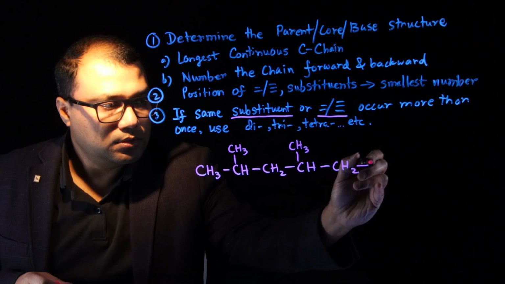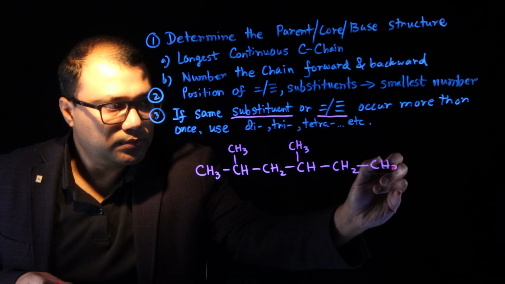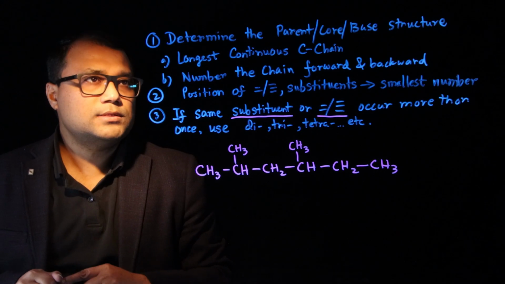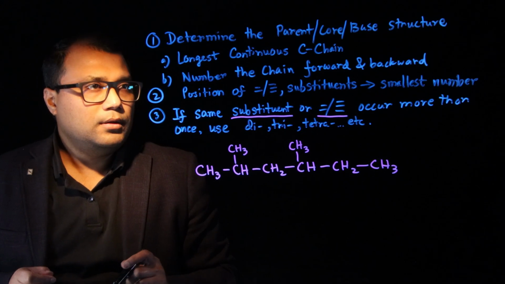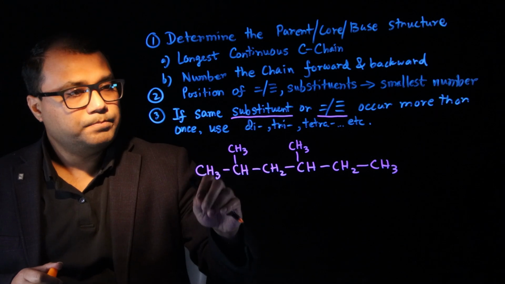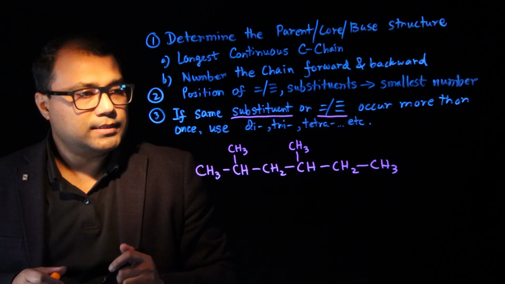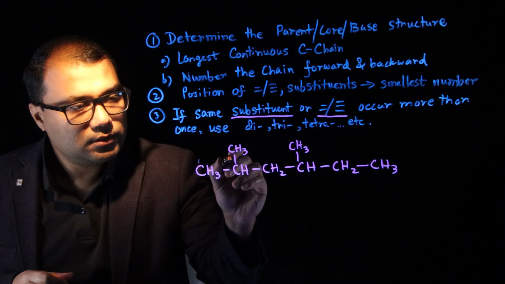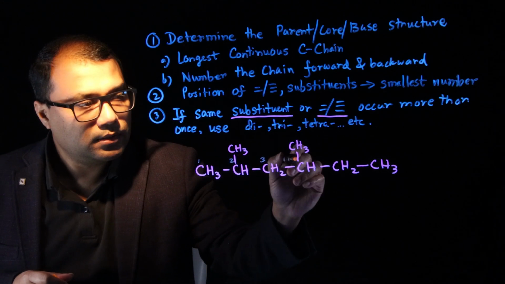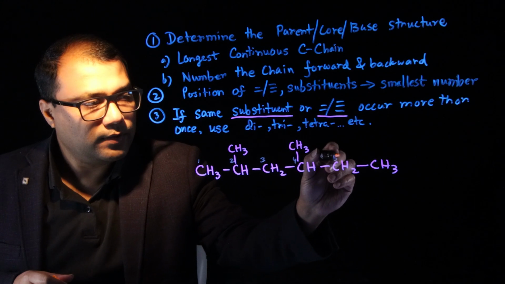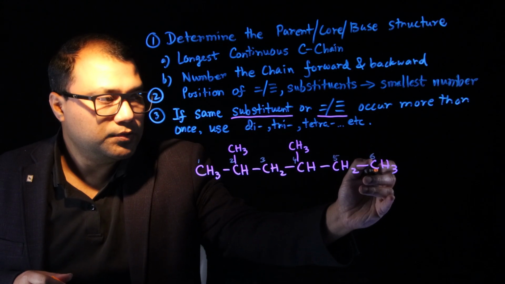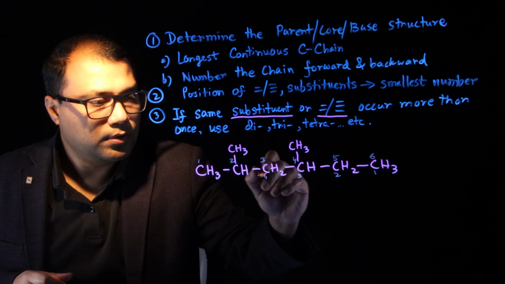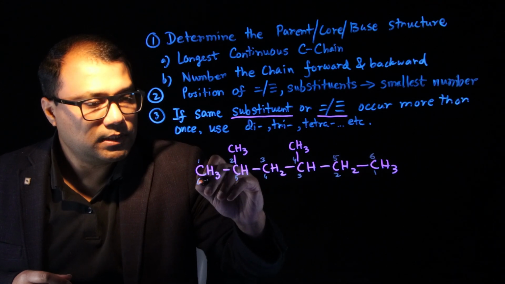CH2, CH. Okay, first thing is determine the longest continuous carbon chain. So obvious, we can see that this is the longest continuous carbon chain. So 1, 2, 3, 4, 5, 6, and reverse order 1, 2, 3, 4, 5, 6.